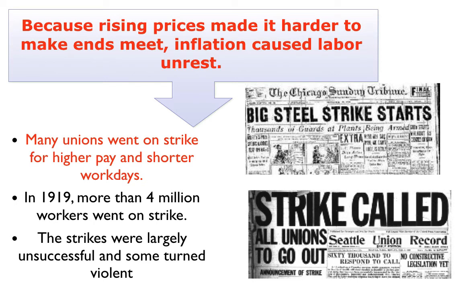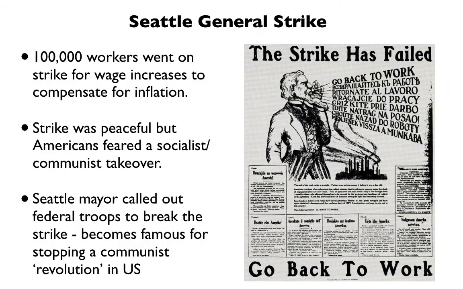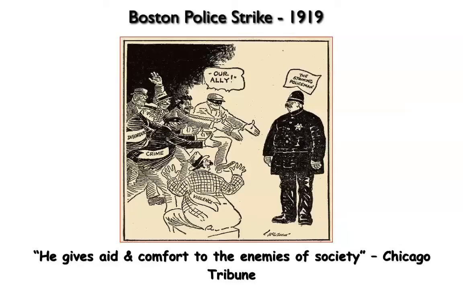This little short reading is that because of rising prices, it is going to make it harder to make ends meet. We start to see union membership become more common, as more and more people start joining unions, and many unions are going to go on strike during this time period. In 1919 alone, more than 4 million workers went on strike, which is a huge number of people. Just to give you some examples, basically the whole city of Seattle goes on strike at one point.